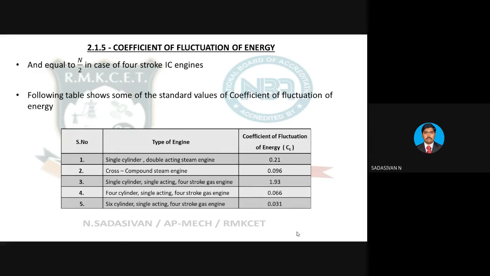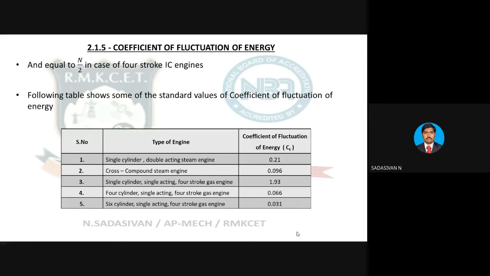It is very, very bad. Okay, this number should be as low as possible. Only then will you have consistent rotation of the engine. Otherwise, you will feel that the vehicle is shaking front and back. That's why steam engines used to shake front and back because of this fluctuation of energy. Okay, cross compound steam engine 0.096, 9.6%. Single cylinder, single acting four-stroke engine 1.93. See how much fluctuation of energy there is? 193% energy is fluctuating. Single cylinder, single acting four-stroke gas engine.